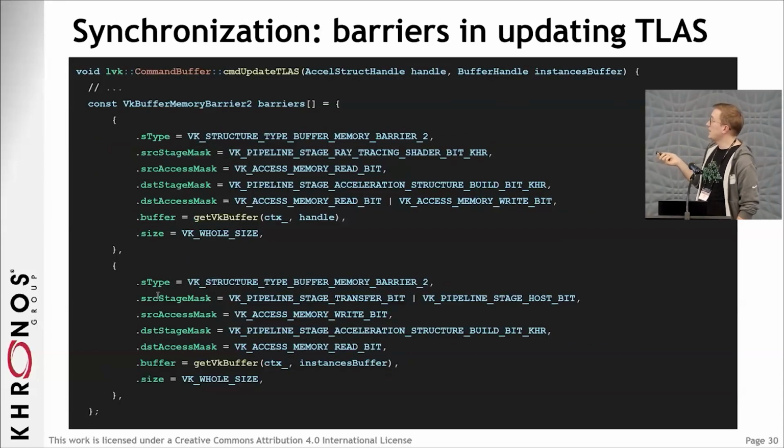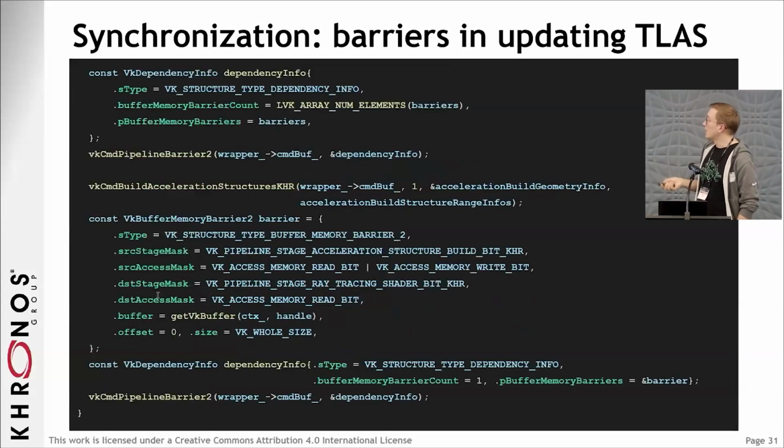When we update top-level acceleration structures, again, this structure can be used on previous frames. So we can put some barriers that prevent us from accessing this data simultaneously, I mean, writing to them simultaneously with reading. So we insert all these barriers for you automatically, and it really simplifies the way you work with ray tracing.